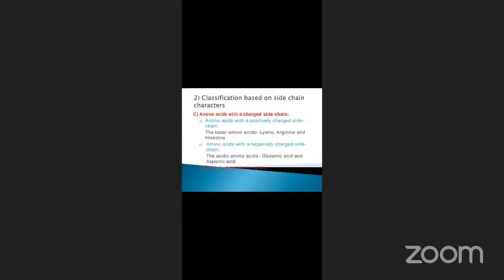Next is amino acids with charged side chains, meaning either a positively or negatively charged side chain will be present. Amino acids with a positively charged side chain are called basic amino acids, for example lysine, arginine and histidine. Amino acids with negatively charged side chains are called acidic amino acids, for example glutamic acid and aspartic acid. These are hydrophilic in nature because they have charge and can interact with water.